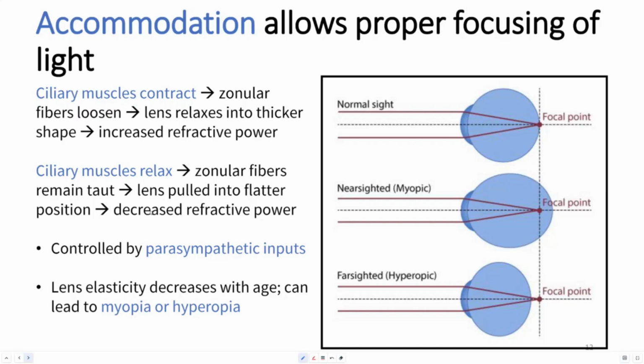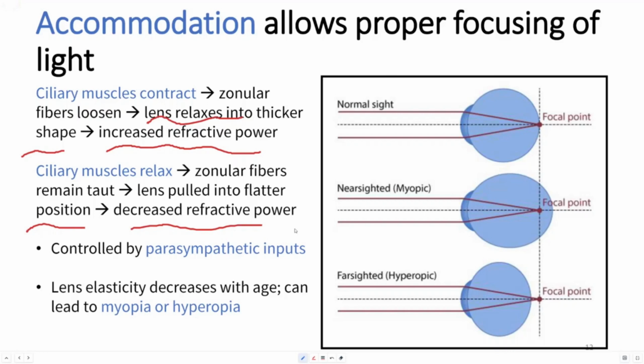So to be able to view an object at an average of 20 feet, the extrinsic muscles align our eyes forward. The intrinsic ciliary muscles are relaxed so that the ciliary bodies move away from the lens, putting the tension on the ligament, which flattens the lens out. So when the ciliary muscles contract, those fibers begin to be loose, the lens will relax into a thicker shape, causing us to have an increased refractive power to be able to bend more light. When the ciliary muscles relax, the fibers are going to be maintained taut. The lens are then pulled into a flatter position, decreasing the refractive power.